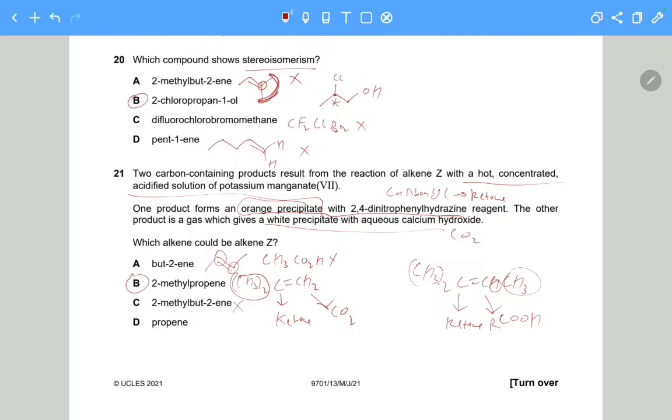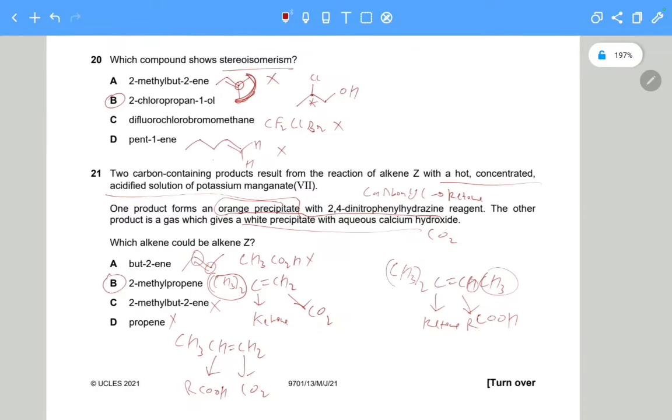And then the last option is propene, which is CH3CH=CH2. This will give CO2, but this part will give a carboxylic acid, and therefore this is not the correct answer because we don't get any ketone. So B will be the correct answer.